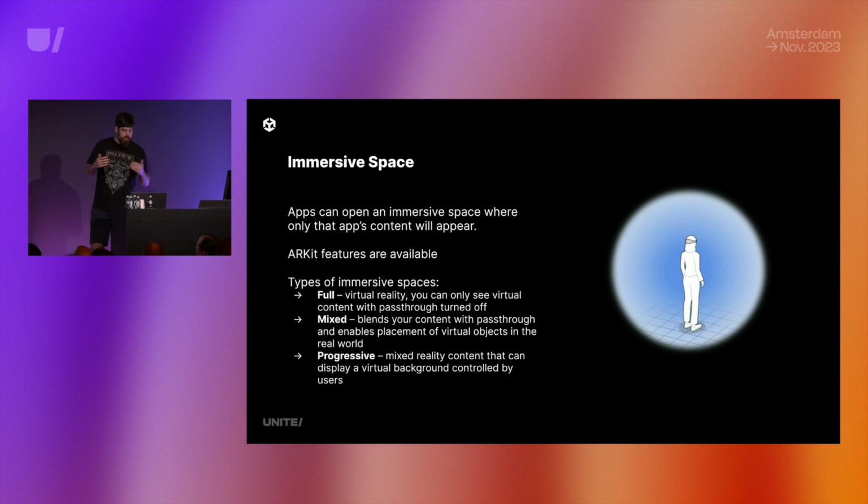Mixed reality blends content with pass-through, so you can have both simultaneously, like you saw in that example that I showed you. That was a mixed mode immersive space. And then finally, a progressive virtual space is kind of a mix of the two. There is a virtual background as well as mixed reality content, and the users can dial that little crown button on the device to essentially change the field of view of that virtual background. So they can have a little bit of a background or elect to be completely immersed.